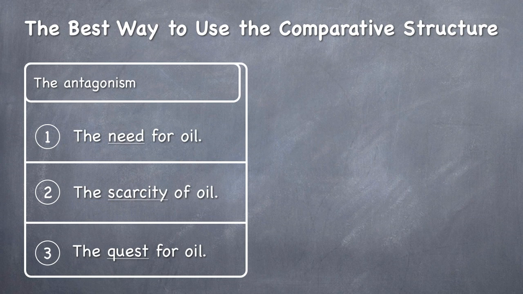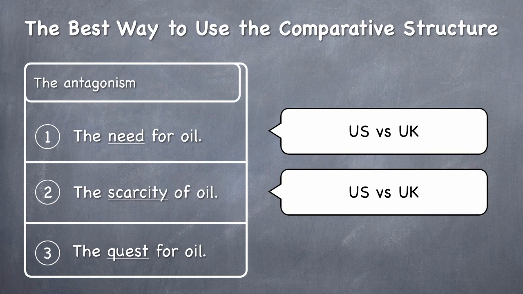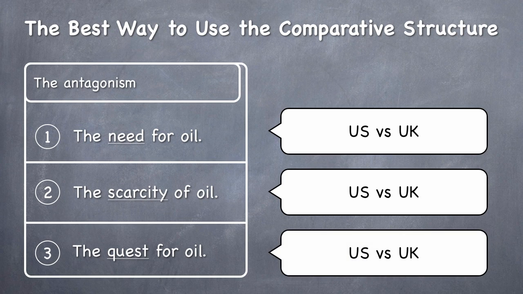Now let's take a look at our thematic structure. Now, this is our thematic structure, and this is how we're going to use the comparative structure within our thematic structure. Again, we're going to compare the US versus the UK in section 1, US versus UK in section 2, and US versus UK in section 3. I hope this is clear, because remember, the most important thing in writing your essays is clarity. Clarity, clarity, clarity is the most important thing, and this is exactly how you get it. And this is exactly how you give it to your professors and your teachers.